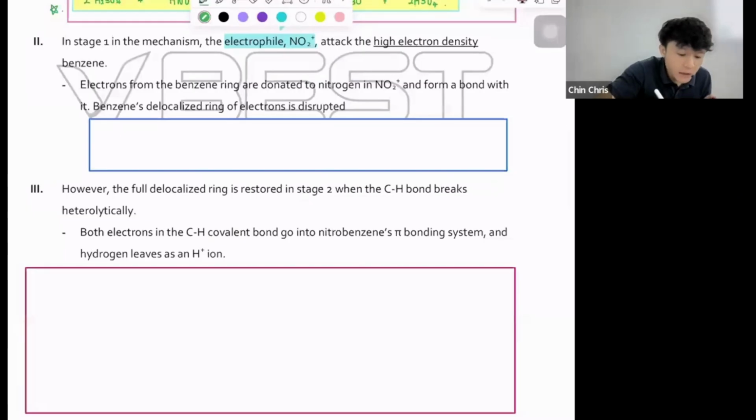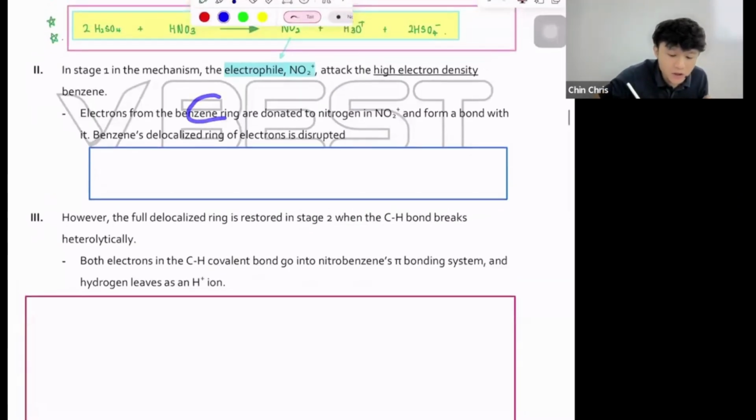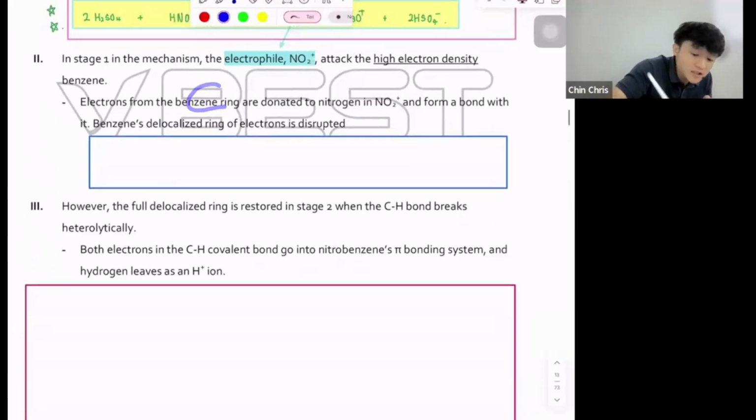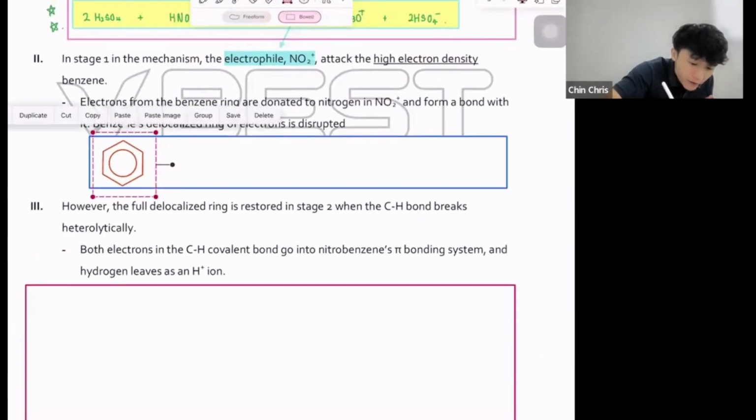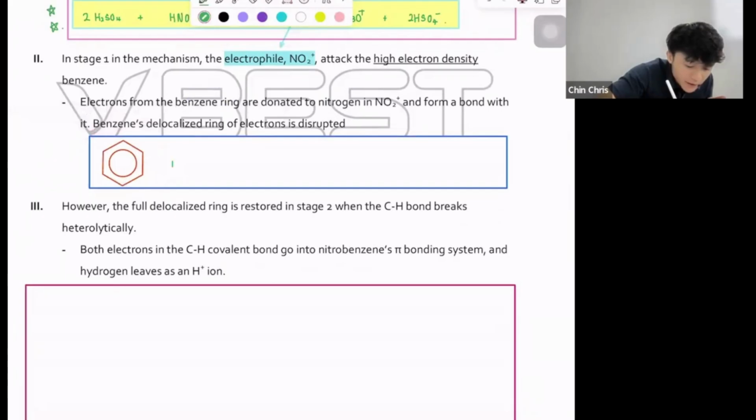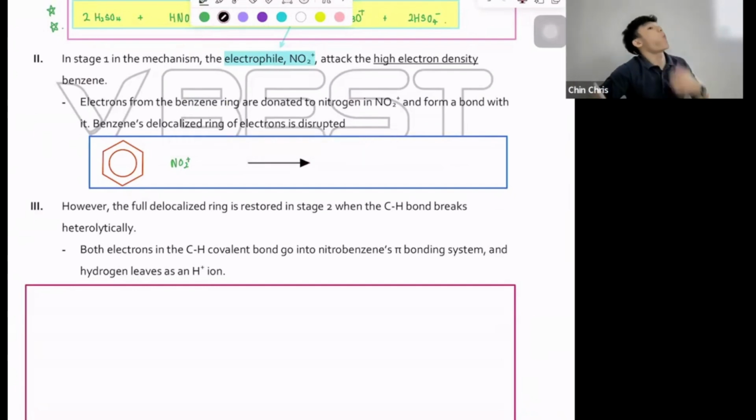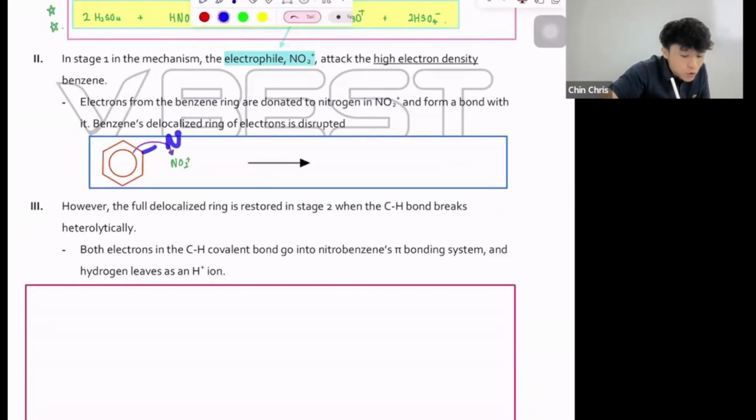Alright guys, next. Electrons from the benzene ring are donated to the NO2 group. So guys, this time I want you to draw it out. If I take an NO2 plus, what's going to happen? Draw the product for me. So basically, go here, correct? If my NO2 goes here.